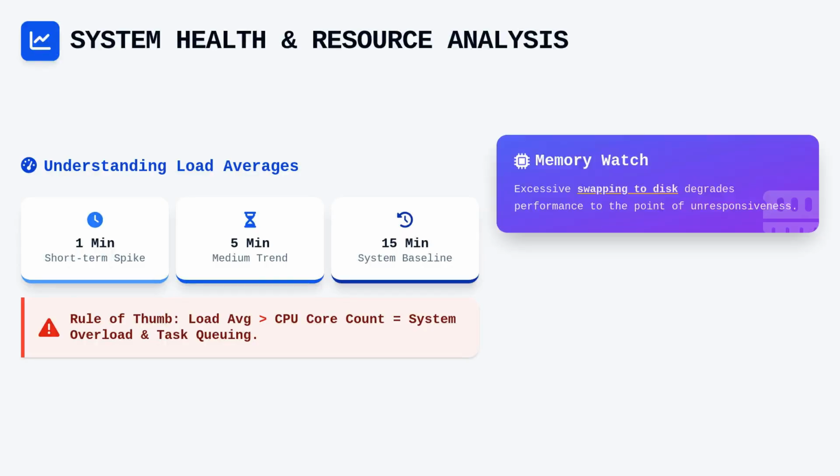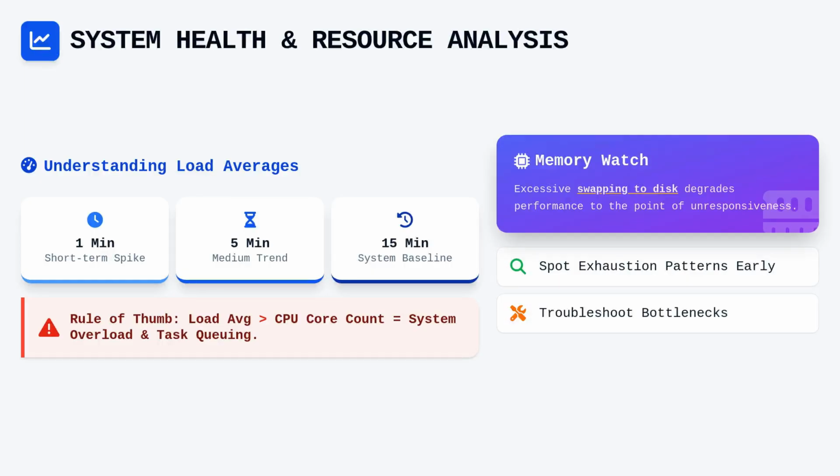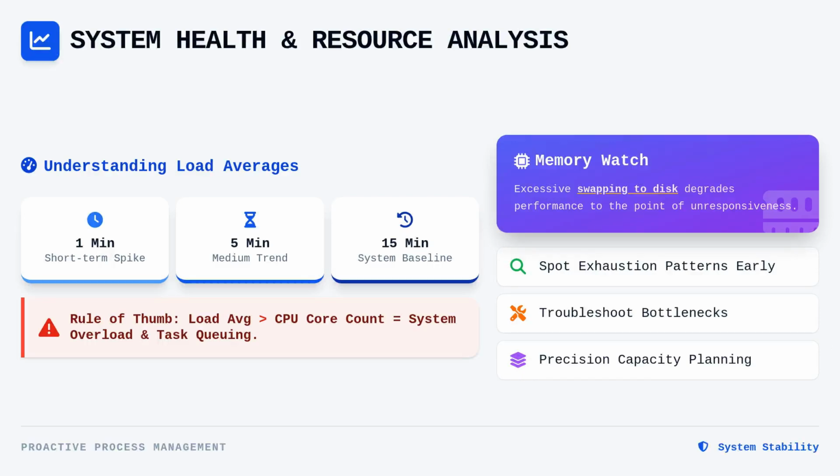Beyond CPU metrics, you should keep a watchful eye on memory consumption, as excessive swapping to disk can degrade system performance to the point of unresponsiveness. Consistently monitoring both CPU and RAM utilization allows you to spot patterns of resource exhaustion before they cause a hard outage. By understanding how to interpret these indicators, you gain the diagnostic capability to perform capacity planning and troubleshoot performance bottlenecks effectively. This proactive approach to process management ensures that the resources allocated to your applications are utilized with precision.